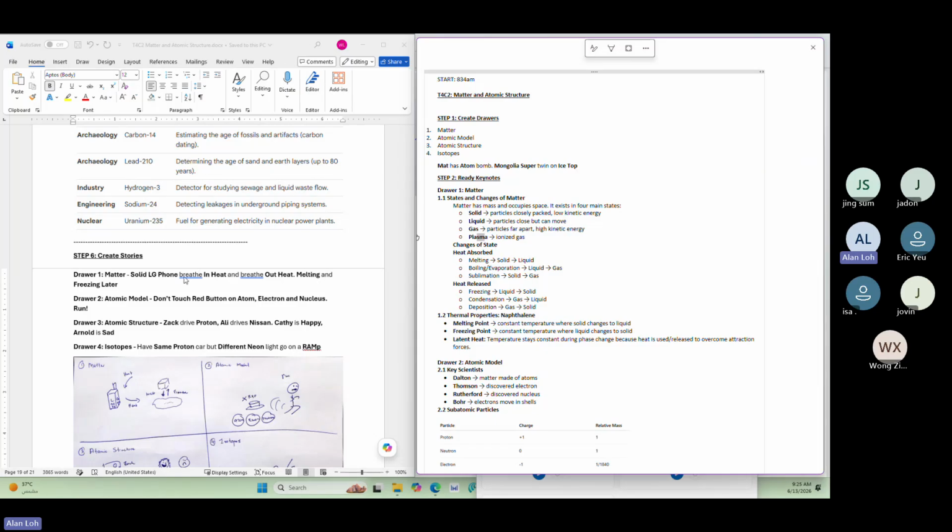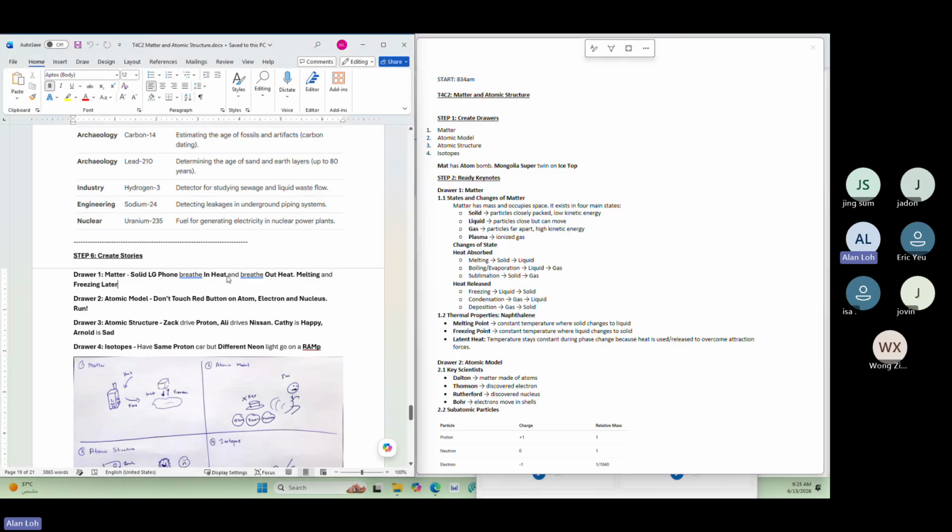But for this LG phone, it's able to breathe. Okay, it's not a living thing, but for my story, it's able to breathe. Breathe in heat, so absorb heat, and release heat. Right. So obviously, I will not be able to fill up all these key points into my story. If I do, then the story will be a very long story.